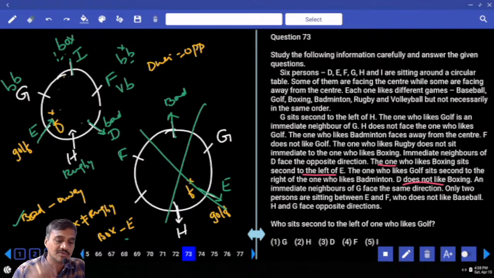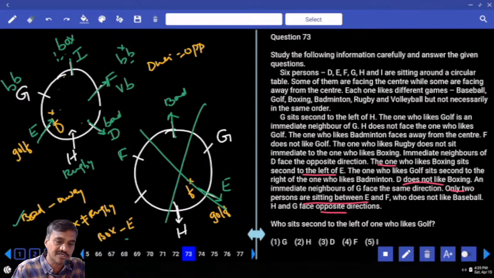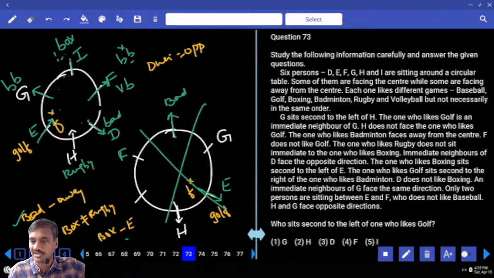F plays volleyball. Then these neighbors are facing opposite. E and F are opposite. F must be away from the center. Any other information? Only two persons between E and F. H and G face opposite. Now H is facing towards the center, G is away from the center. Now we need to know about the direction of this I.